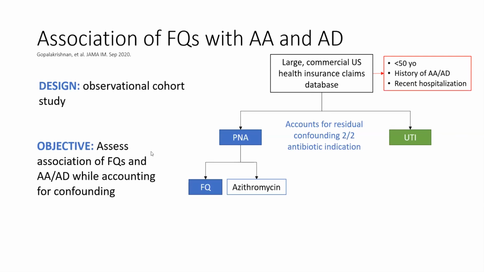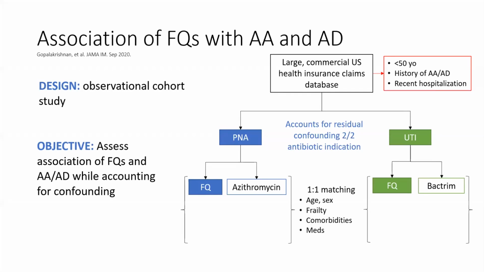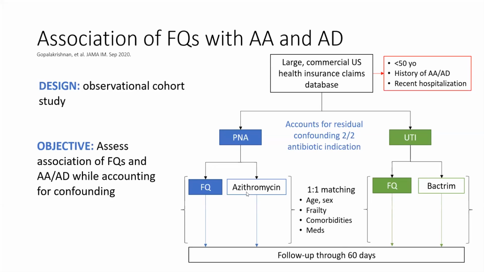The pneumonia group was then split up into those who received fluoroquinolones and those who received azithromycin, and the UTI cohort into those that received fluoroquinolones and Bactrim. They then underwent one-to-one matching based on comorbidities, demographics, and medications, and they were followed through 60 days. The primary outcome here was hospitalization for aortic aneurysm or dissection.